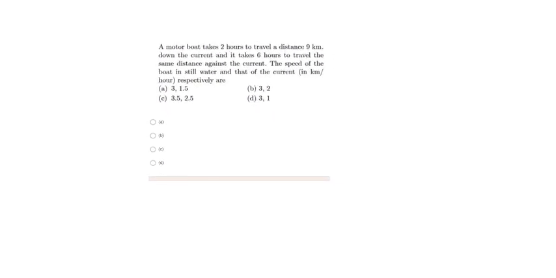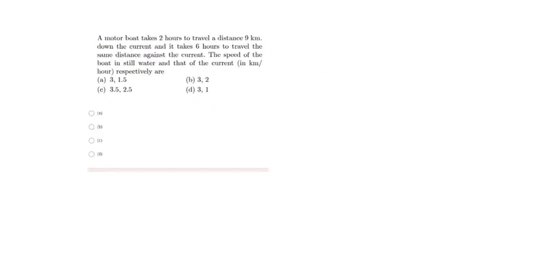It's a very important question from linear equations in two variables. So a motorboat takes 2 hours to travel a distance of 9 km down the current, and it takes 6 hours to travel the same distance against the current. The speed of the boat in still water and that of the current respectively are. That means you are asked to find the speed of the boat and also the speed of the water.